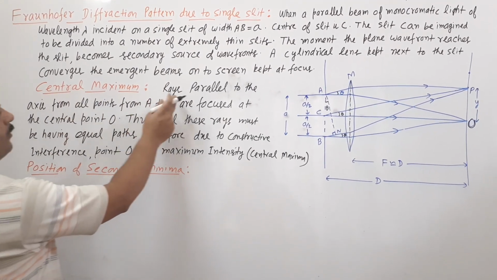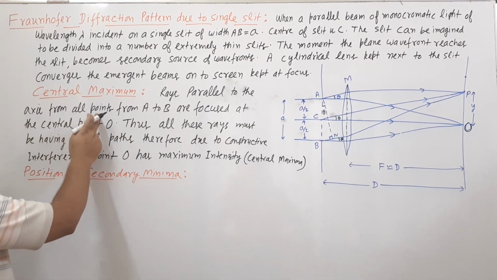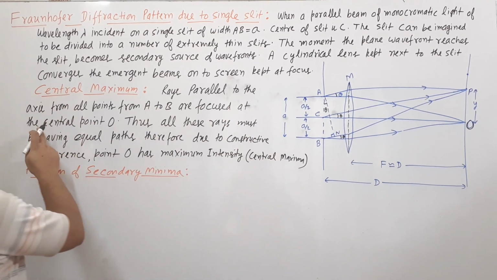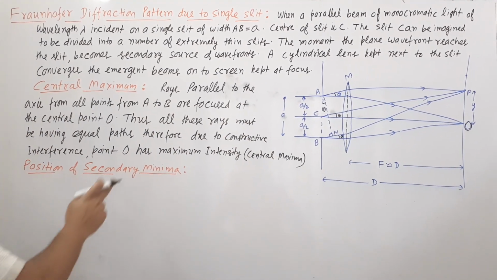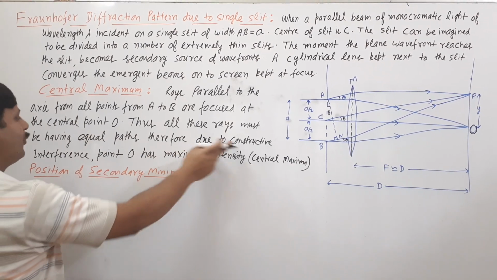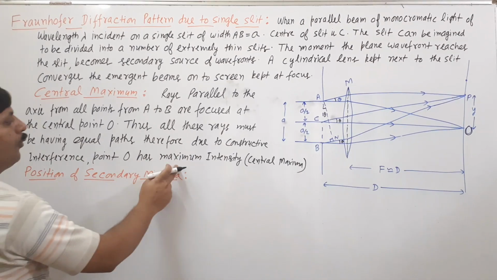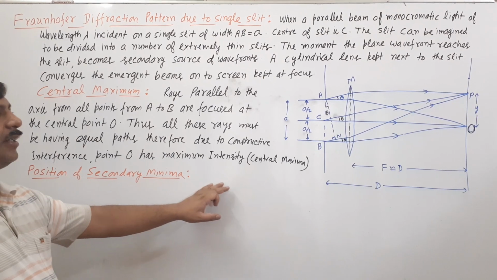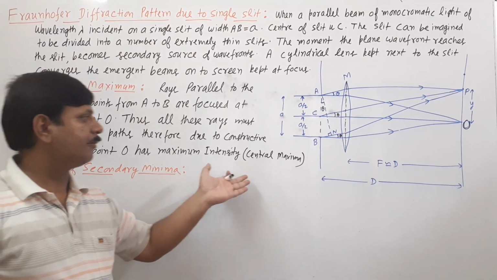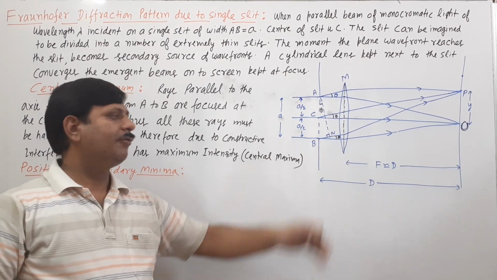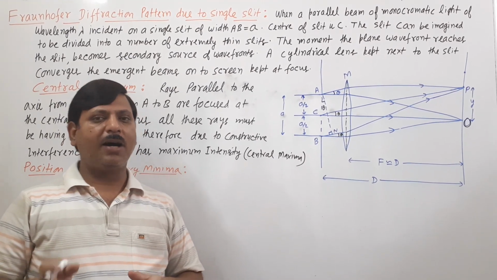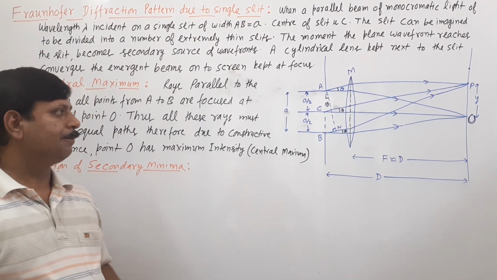So what is the central maximum? Rays parallel to the axis from all points of AB focus at the central point O. All these rays have equal path. Therefore, due to constructive interference, O has maximum intensity, and due to this maximum intensity, we call this point O the central maximum of the diffraction pattern.